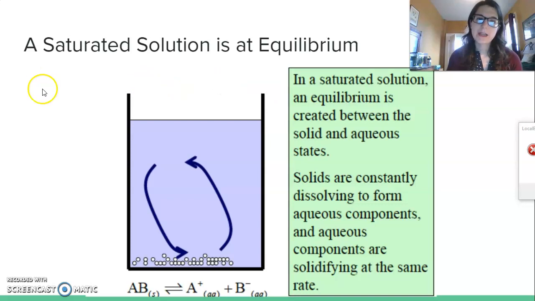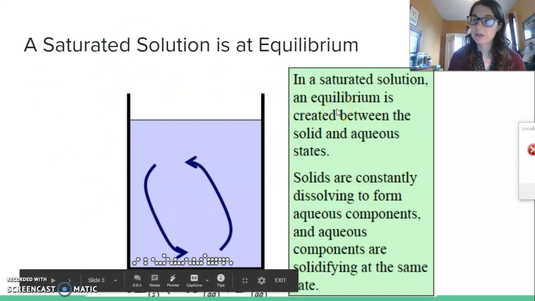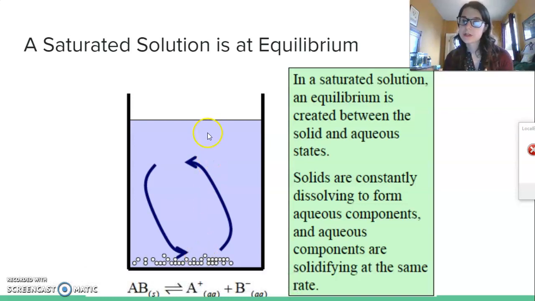This is an image that kind of depicts what equilibrium looks like. So we don't just have solid particles sitting stagnant at the bottom and then aqueous particles in a solution. What's happening is we have two reactions occurring. One is the solidifying of aqueous ions back into a solid, and the other is dissociation of solid particles into their aqueous ion components. So it is a process that keeps going. It's not just sitting there. We don't just have some ions in solution and some in solid. They're kind of going back and forth.